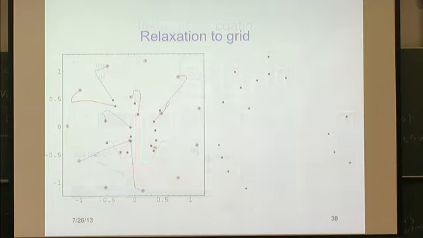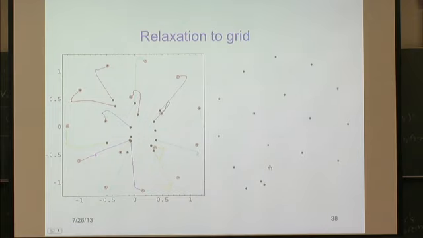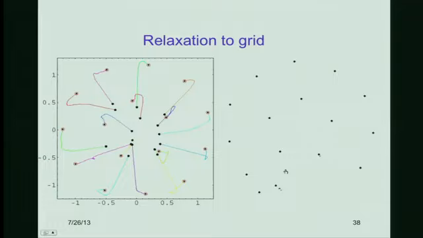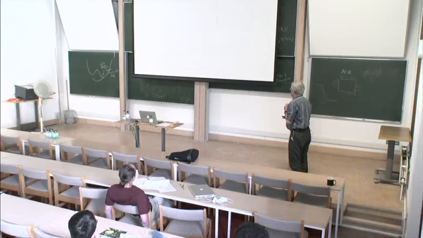Or no, how do we do it? This is supposed to be a movie. Yeah, because here are trajectories, and here is the movie of the same thing. This is one of the same computations. They start with random positions and eventually come to a grid.